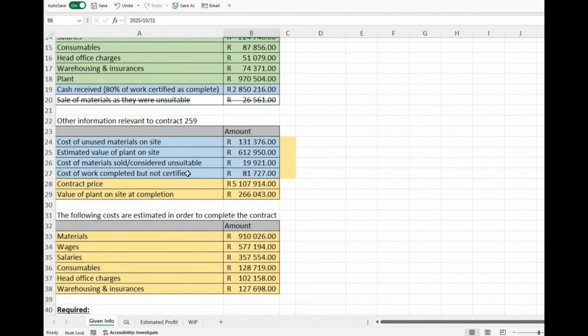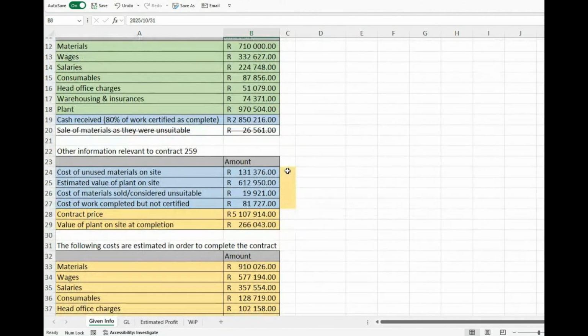Then you will see that there's also things that I marked out for you, or that I put in yellow. It's supposed to be yellow. If it doesn't look yellow, forgive me. It's supposed to be yellow. And these are the things that you are going to use when you are calculating the estimated profit.